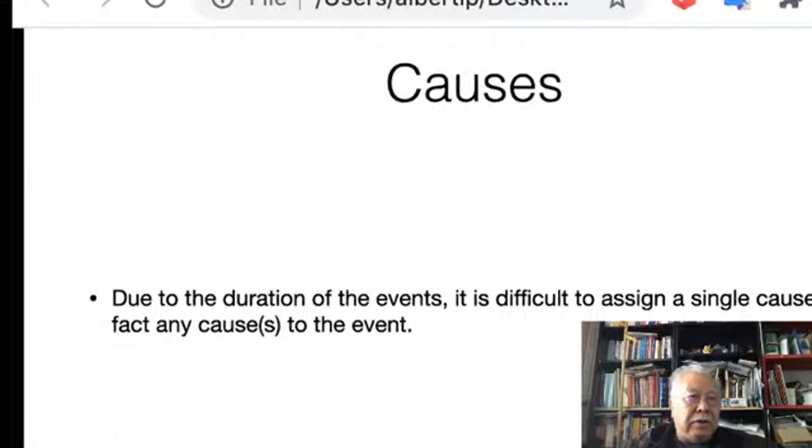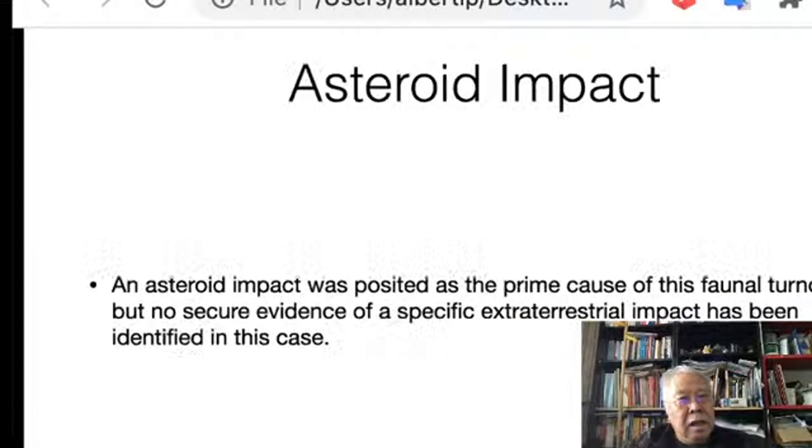It is again difficult to assign a single cause to the event. One potential is an asteroid impact. If a large piece of rock falls from the sky, that will create a lot of dust, and the dust may block the sunlight and kill the plants. The plants die, and animals also die. So there is a very large link between them.